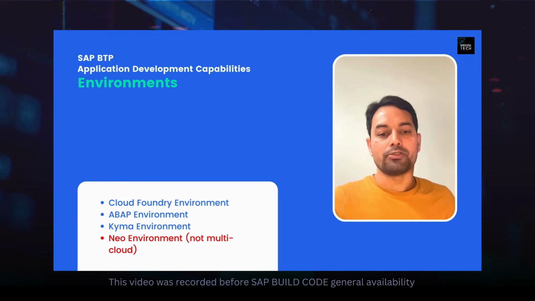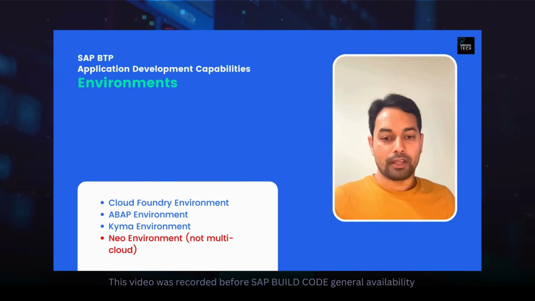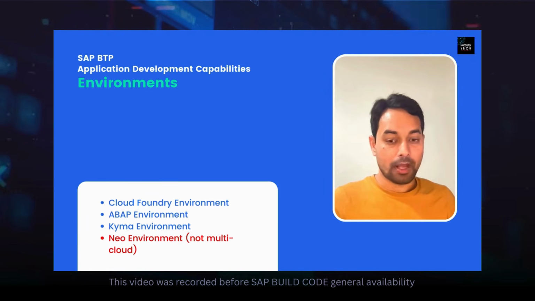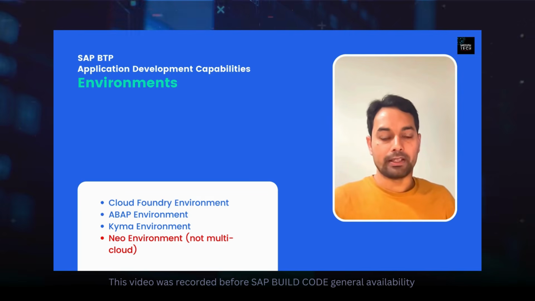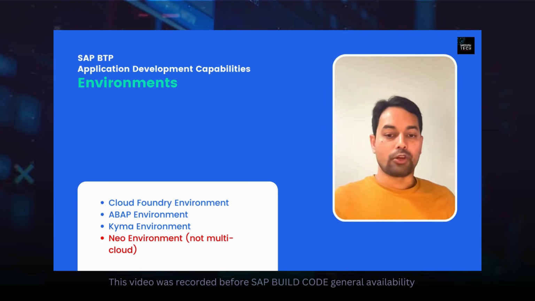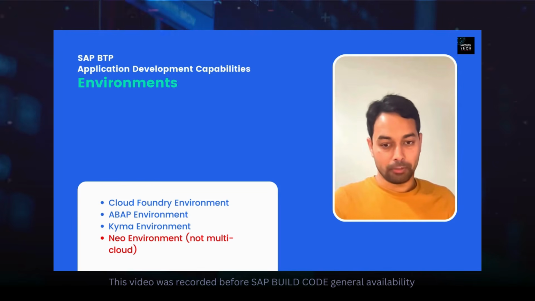SAP BTP provides you a multi-cloud environment, which means that you can build applications in the Cloud Foundry environment using the Cloud Foundry services. You can build your application using the ABAP environment. You can build it in the Kyma environment and even in the Neo environment. Neo is basically not supported as of now, so all new accounts are going onto the multi-cloud environments, which support three environments: Cloud Foundry, ABAP, and Kyma. So I would not recommend going the Neo route. Even if you're on it, move to the multi-cloud environment.